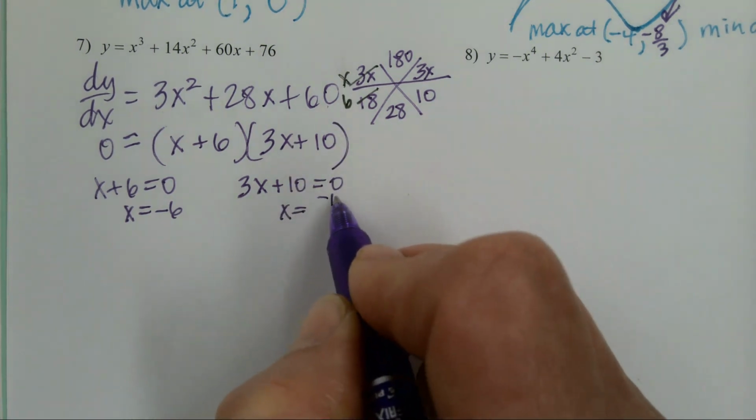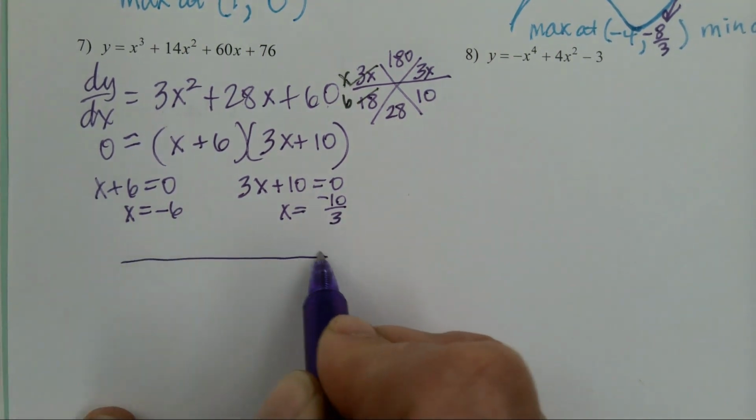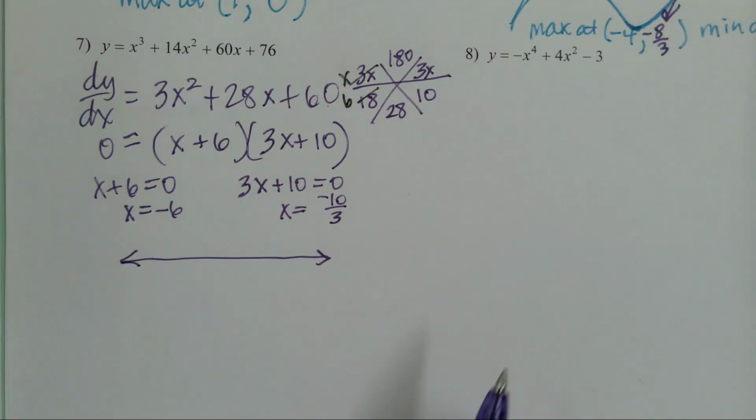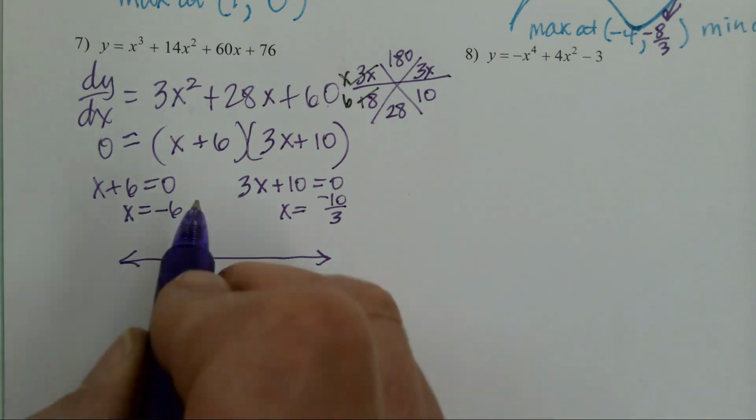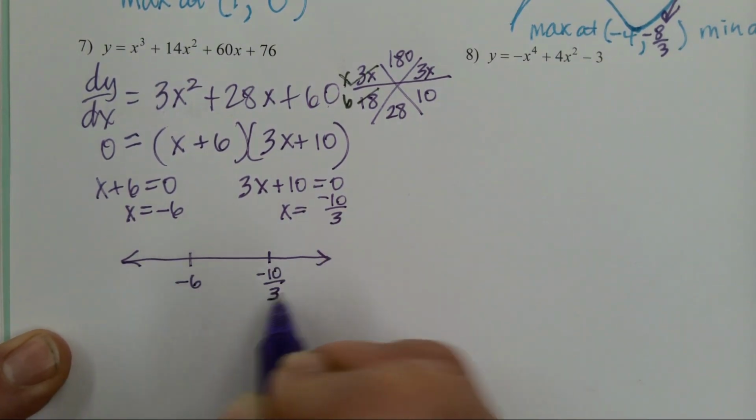Beautiful. Thank you. Great. I found 2 points where it changed directions. That's exactly what I thought, because this is a cubed function. Now I need to figure out which one's a max, which one's a min, and what the points are that happen. So which of those two numbers is furthest to the left, negative 6 or negative 10 thirds? Negative 6. So I'm going to go over here, negative 6. Negative 10 thirds, I'll put there.